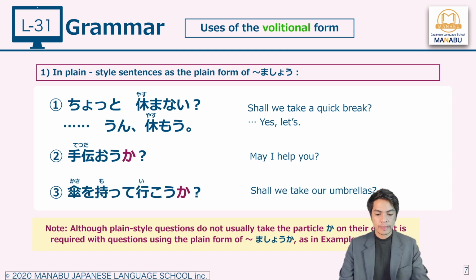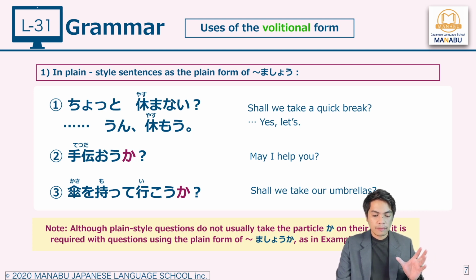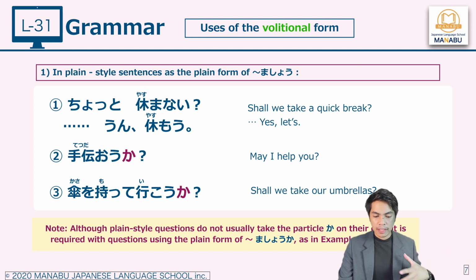Ikimasho, iko. Let's go. So example number 1, chotto yasumanai. This is a plain style sentence from the verb yasumimasen ka, inviting someone to do something. He said, yes, yasumou. So this is from the verb yasumimasu, to take a rest. Yasumimasho, let's take a rest. Then the plain style and also the volitional form of the verb is yasumou.